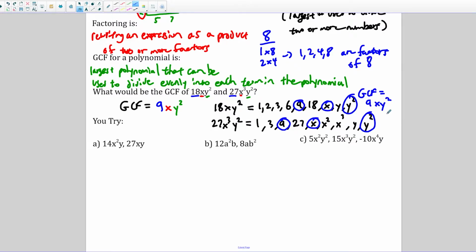At this point, you can pause the video to try out these 3 practice problems. Once you're all completed, unpause and check your work.